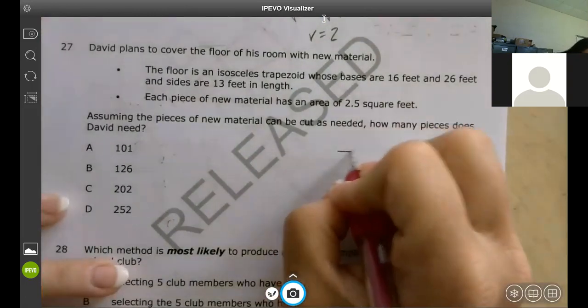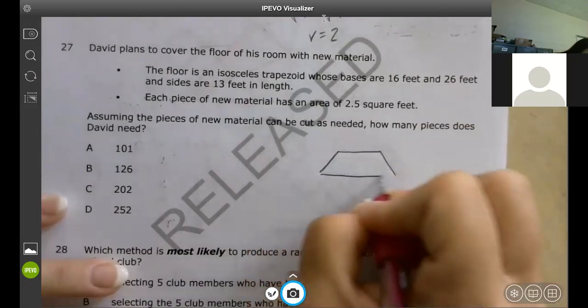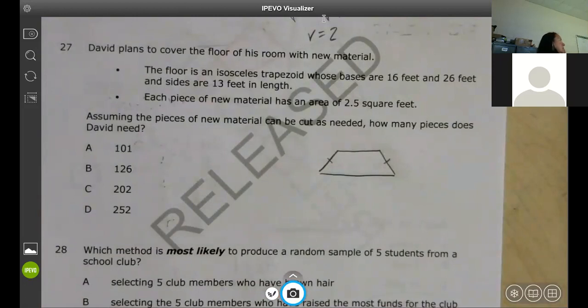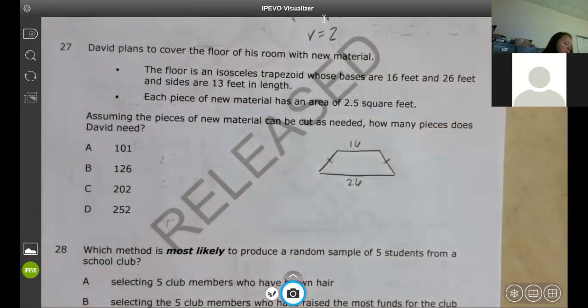So I'm going to draw that for you guys. And then I'm going to put those two little marks to remind me that they're exactly the same. Okay. The floor is an isosceles trapezoid whose bases are 16 and 26. What are the bases on this thing? Yeah, the top and the bottom. 16 and 26. The sides are 13.